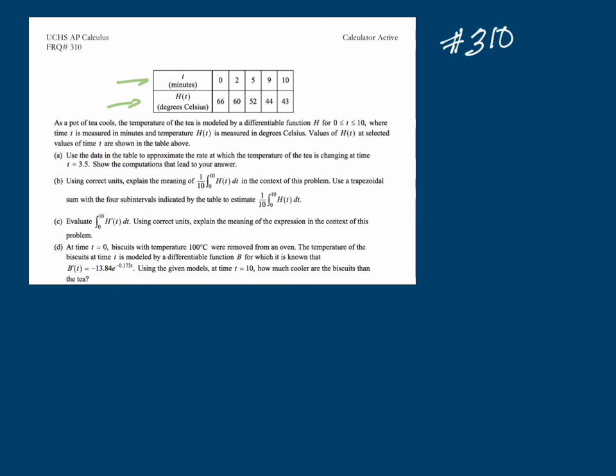So part A says use the table to approximate the rate at which the temperature of the tea is changing at time t equals 3.5. So there's some clues for you. It wants h prime of 3.5, right? This is for A. You don't have the derivative, right? And so basically it wants the instantaneous rate of change at 3.5. And how do you do that? If you have raw data, this is when you use the average rate of change.